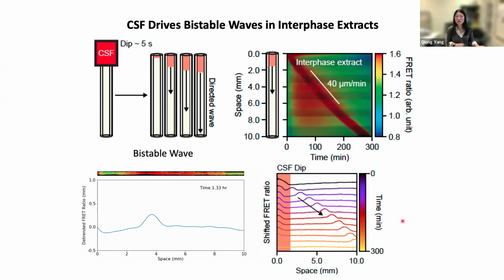Then we wondered, can we have some external source as an entrainment system? To test the idea, we used CSF, which is a stable steady-state extract where CDK1 is arrested at a high state. In the tube, we loaded the interphase extract where CDK1 is stably low. Now if we dip the tube into this reservoir of CSF, it should have some initial activation at the end of the tube. Then we remove the tube from the reservoir, and we found there is actually a bistable wave developing. You can see a single wave propagating from left to right, which shows that this dipping experiment is working.